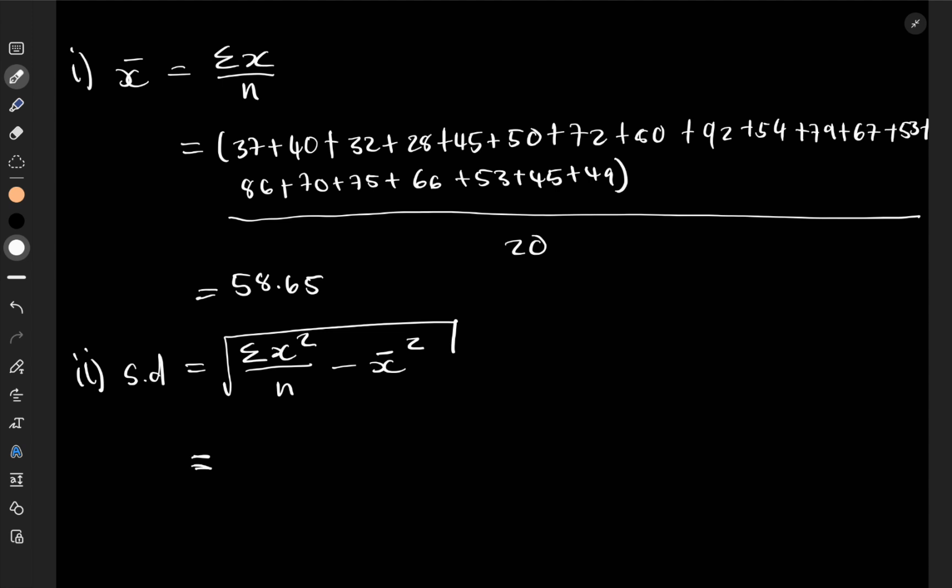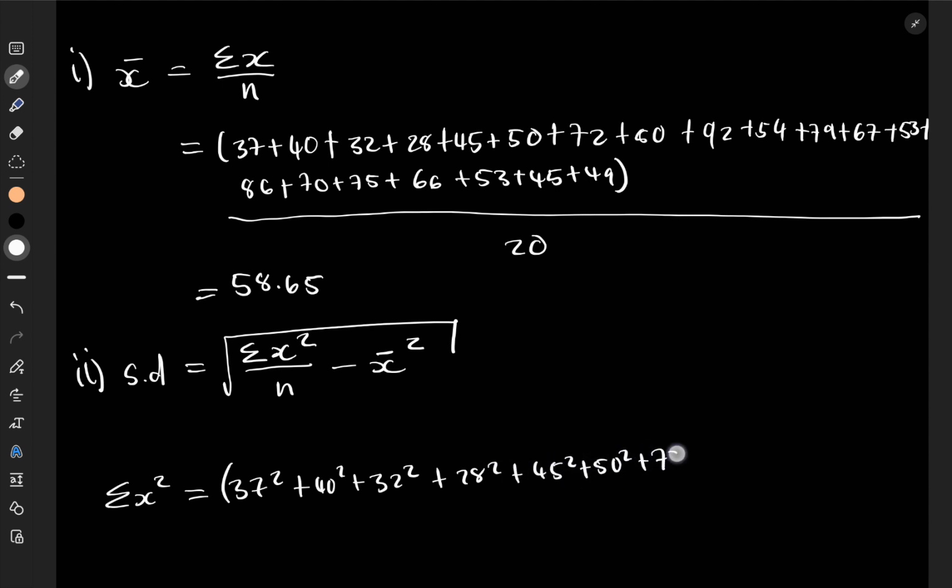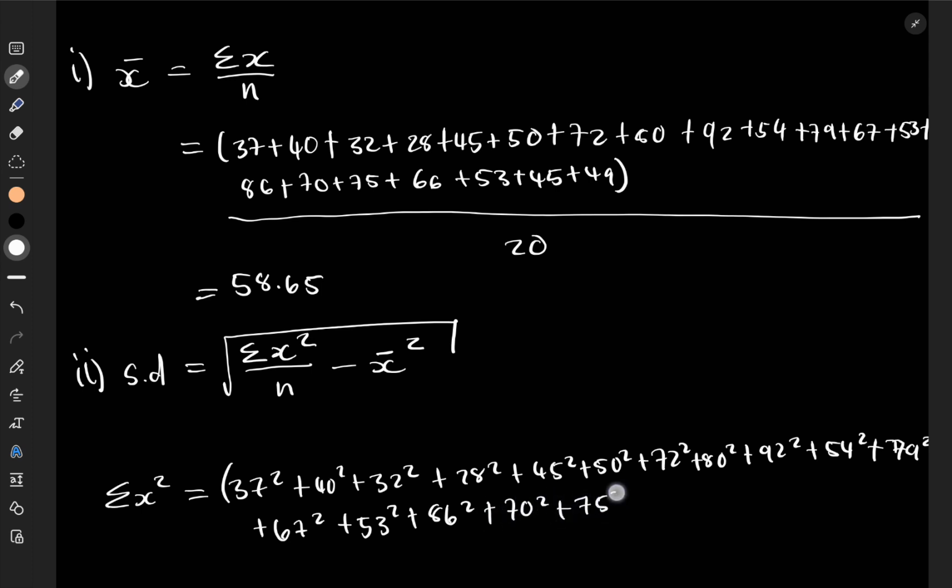So first thing we're going to do is to square every term and sum it, right? Okay, so the summation of x squared is going to be equal to 37 squared plus 40 squared plus 32 squared plus 28 squared plus 45 squared plus 50 squared plus 72 squared plus 80 squared plus 92 squared plus 54 squared plus 79 squared plus 67 squared plus 53 squared plus 86 squared plus 70 squared plus 75 squared plus 66 squared plus 53 squared plus 45 squared.